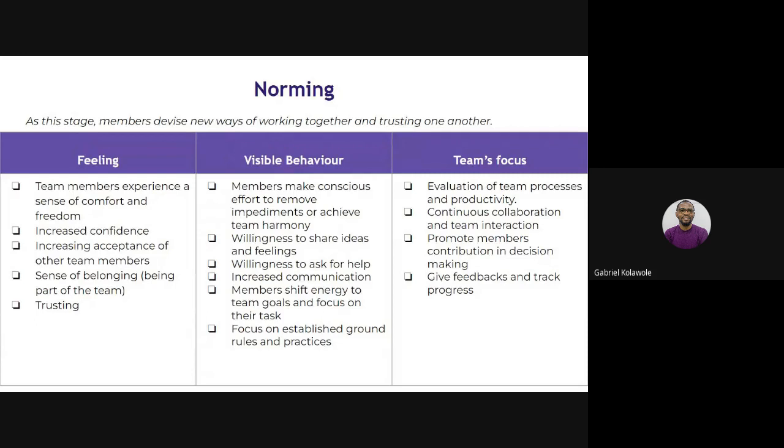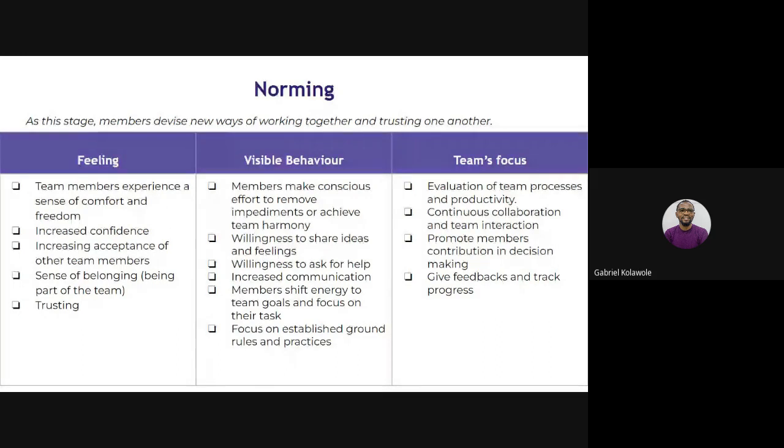Openness comes up at the norming stage. Yeah, at this norming stage, people start getting open. Members shift energy to team goals and focus on their task, focus on established ground rules and stuff like that. So while this is happening, should the team relax? No, the team should not relax. The team should also have direction to keep growing.